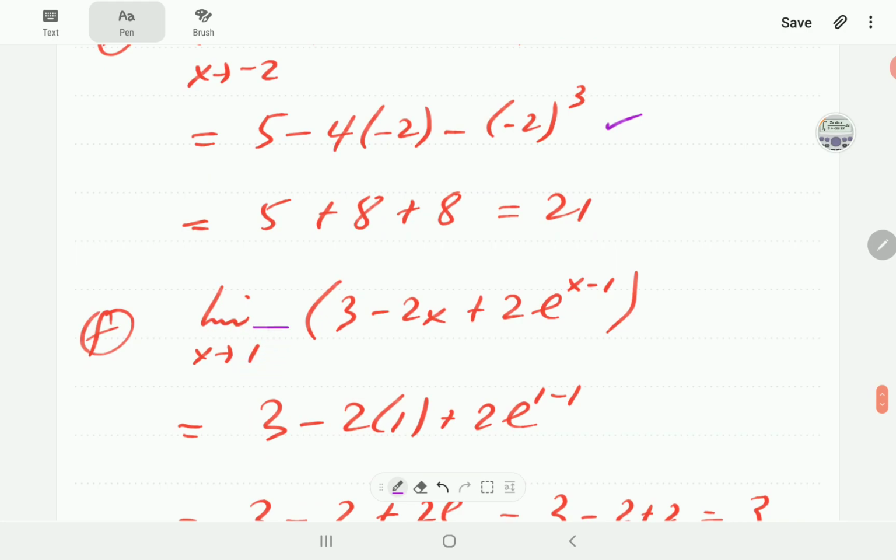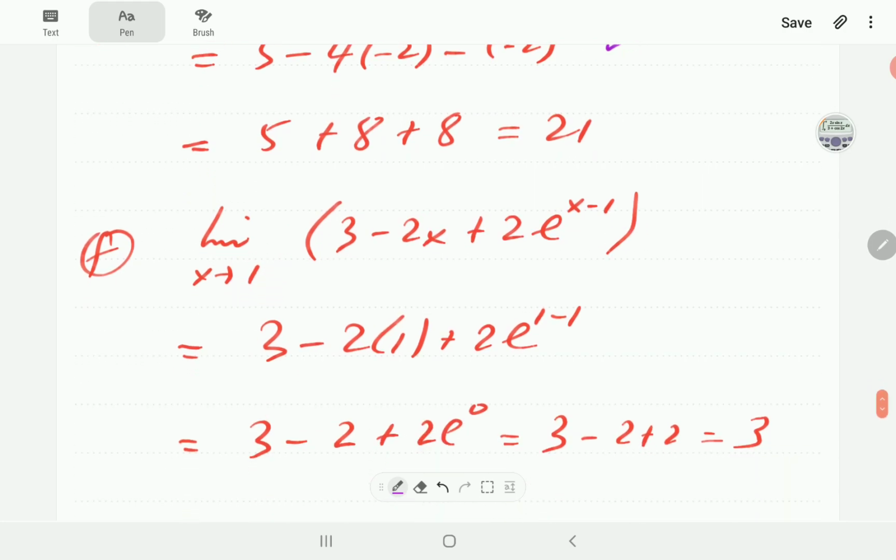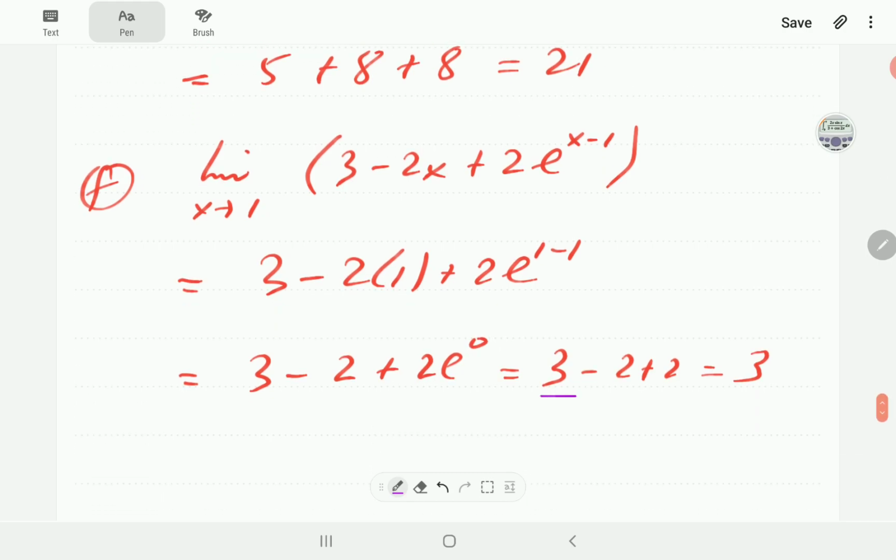For F, as x goes to 1, we plug in x is 1 here. It's going to be 3 minus 2 plus 2e to the 1 minus 1. This is e to the 0. So this is going to work out to 3.